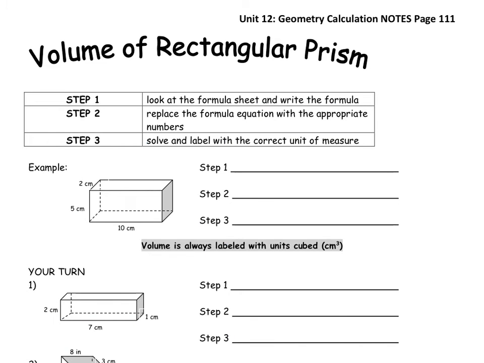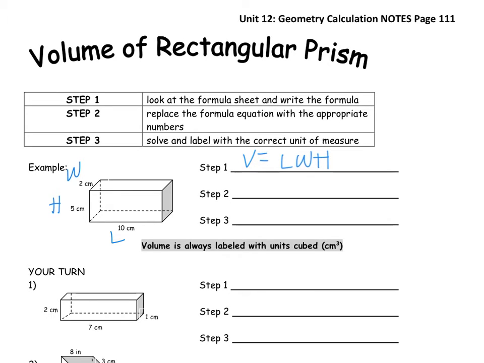Let's try some examples. So we'll start by writing the formula. So feel free to look back at your formula sheet. So the formula for volume of a rectangular prism is volume is equal to length times width times height. So I like to start by labeling everything. So we'll call the long side down here the length. So I'll put an L there. We'll call the height 5, and the width would be 2.